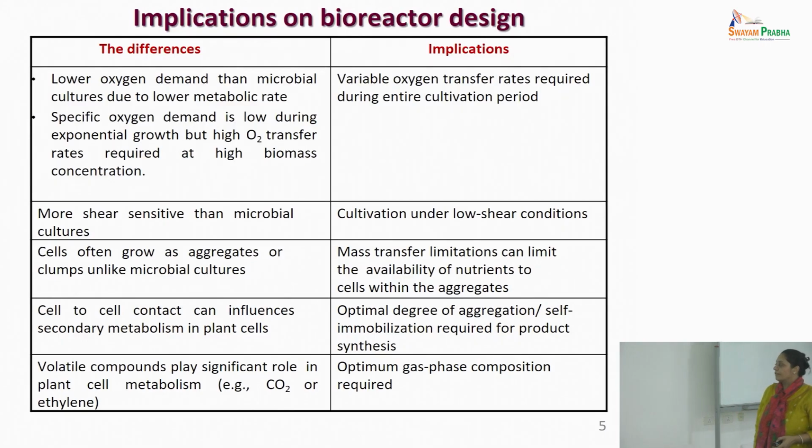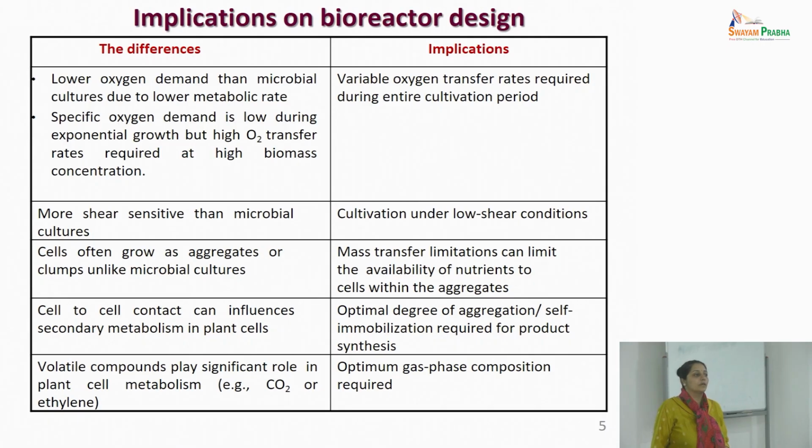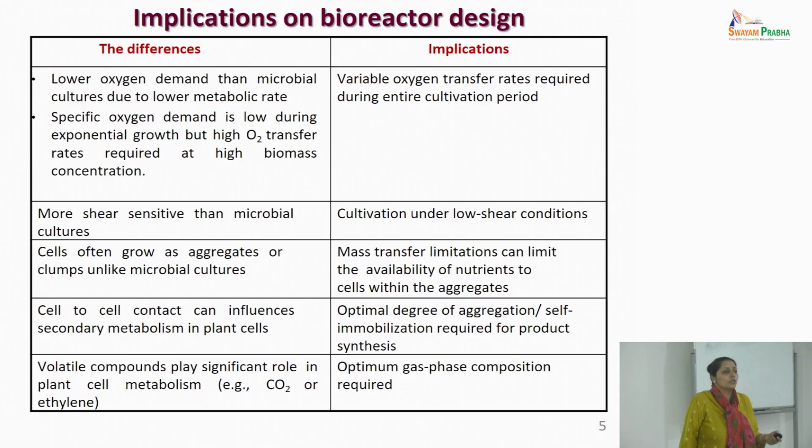Volatile compounds play a significant role. So that is about the aeration rate. You may have to optimize aeration rate not only for the oxygen requirements, but because it is quite species specific, not all plant cells may behave similarly. There may be a chance that volatile components are very essential for having a significant impact on your secondary molecule, and maybe a chance where they are not having that significant impact. But all this knowledge you have to gather at the small scale. So when you are doing shake flask cultivations, when you are developing the callus, all these parameters, all this information you should collect.